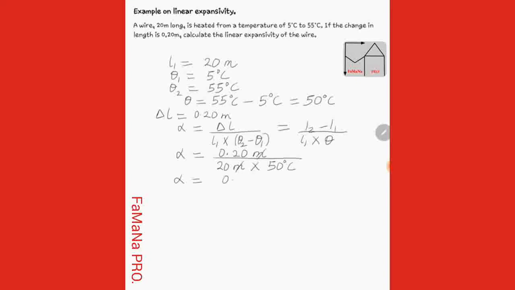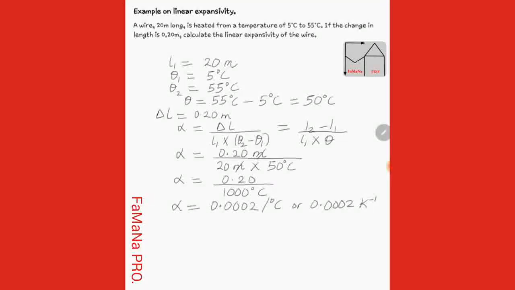we have 0.20 divided by 20 times 50 degrees Celsius will give us 1000 degrees Celsius. So the linear expansivity of the wire will be 0.0002 per degree Celsius, or you can also decide to write it as 0.0002 per Kelvin.